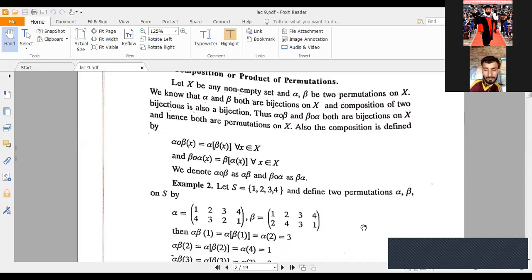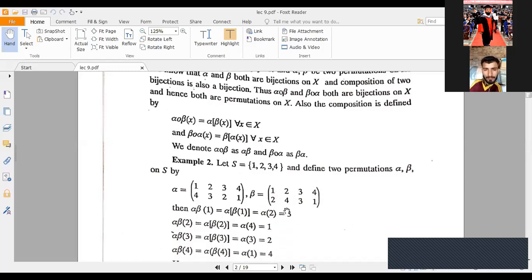We have two permutations, alpha and beta. Alpha is this, beta is this. Now we need to find alpha composite beta. Both have the same domain 1 2 3 4. What is the image of 1? Alpha beta of 1 means alpha of beta of 1. Now beta of 1 is 2. See here, beta of 1 is 2. So in place of beta of 1 you write 2, and alpha is the same. Now what is alpha of 2? See here, alpha of 2 is 3. It means the image of 1 is 3.